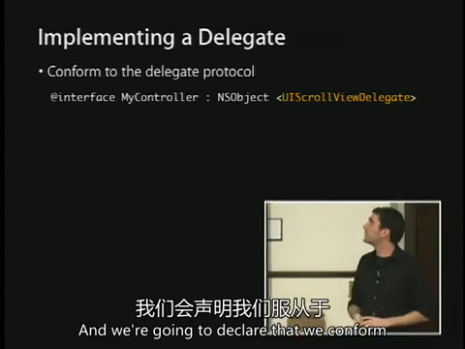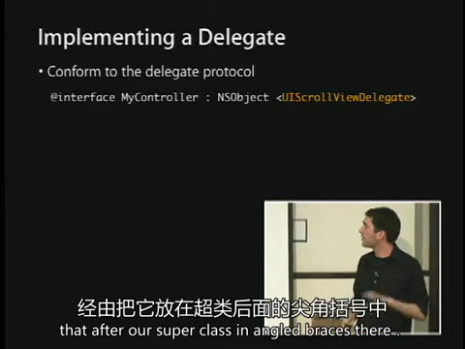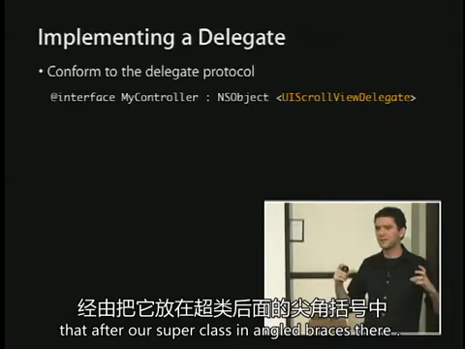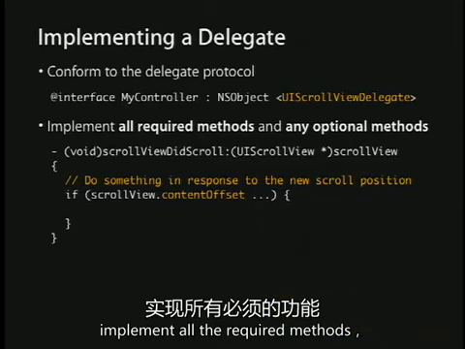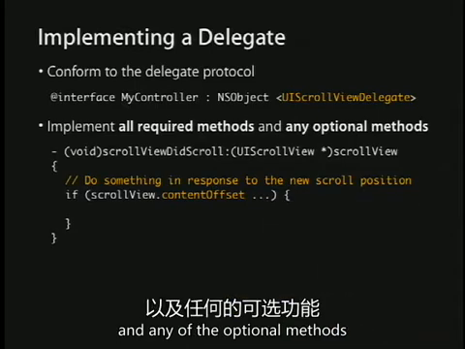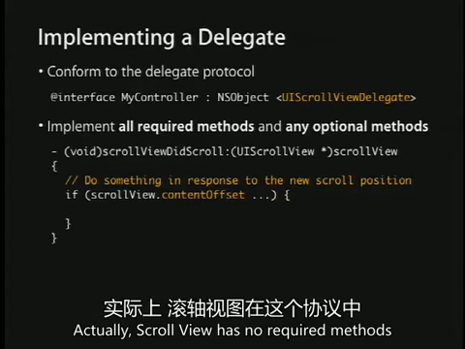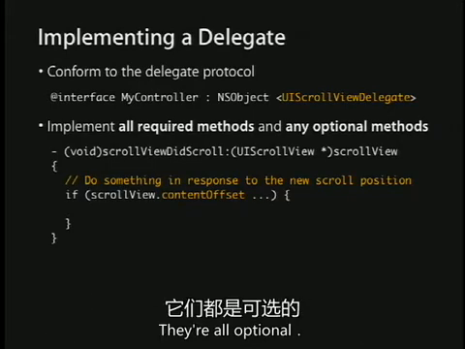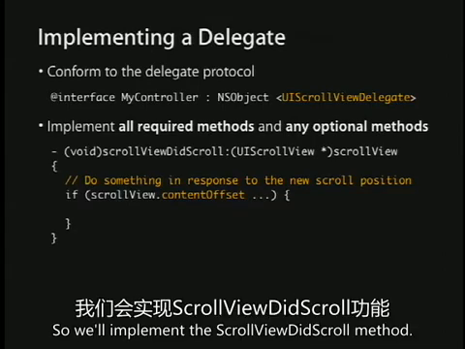And we're going to declare that we conform to the UIScrollViewDelegate protocol by putting that after our superclass in angled braces there. At that point, we then have to, as I said, implement all the required methods and any of the optional methods. So in this case, we'll implement scrollViewDidScroll. Actually, scroll view has no required methods in its protocol. They're all optional. So you don't actually have to implement anything. So we'll implement the scrollViewDidScroll method.